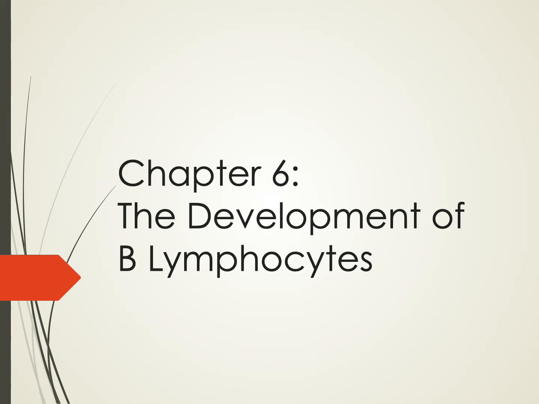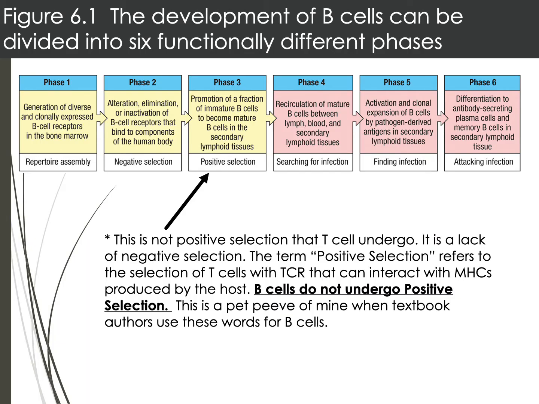Alright, so this audio lecture is going to cover the development of B lymphocytes, or B cells. This is covered in chapter 6 in your textbook. When we look at the development of B cells, it can be divided into 6 different phases. The first 3 phases are going to be happening in the bone marrow. So early stages of development, again, are in the bone marrow for the B cells.